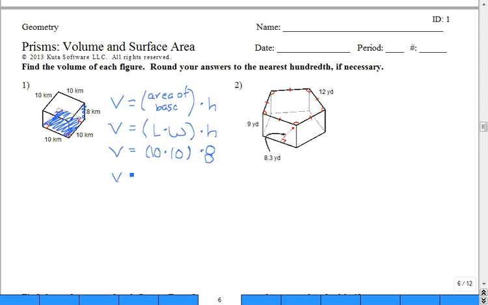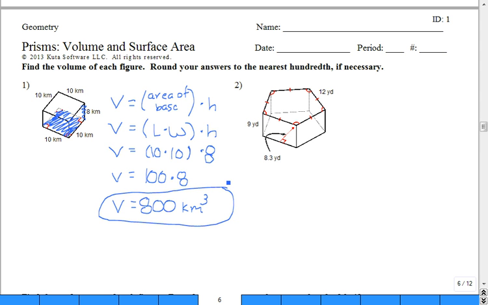So we have 10 times 10, which is 100, and we're multiplying that by 8. We get our total volume is 800 kilometers cubed. The volume of this prism is 800 kilometers cubed.